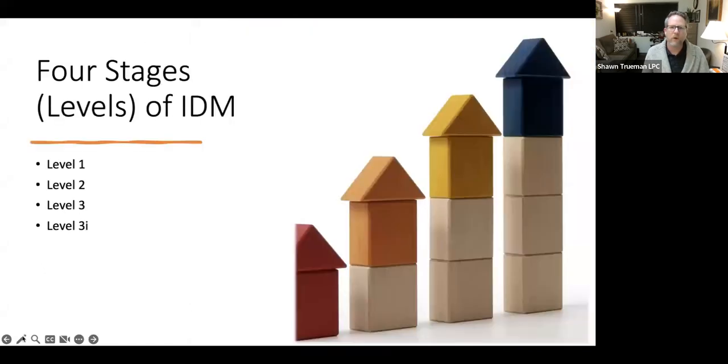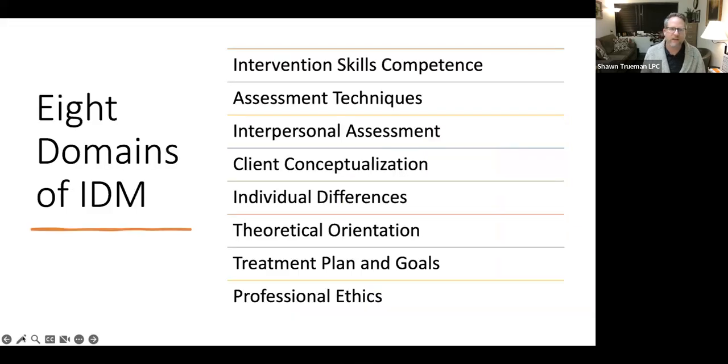So what are the 4 stages or levels of IDM? Pretty straightforward. Level 1, 2, 3, or 3I. Now 3I just speaks to the ability to integrate across all the different domains as you're working with your client. So you're just thinking, is my supervisee level 1, 2, 3, or 3I? Now, what are the 8 domains?